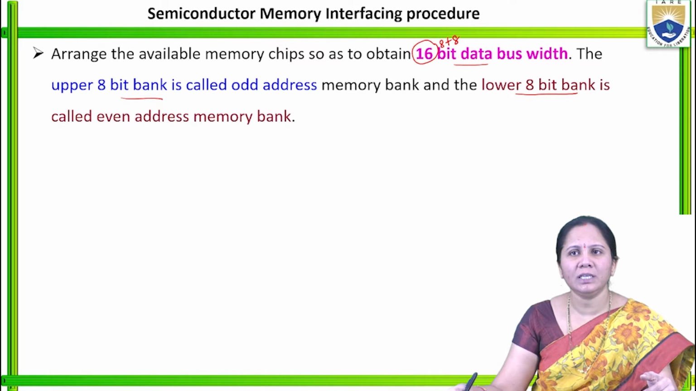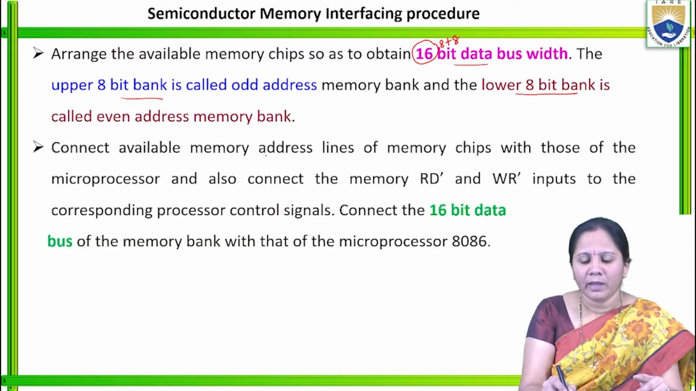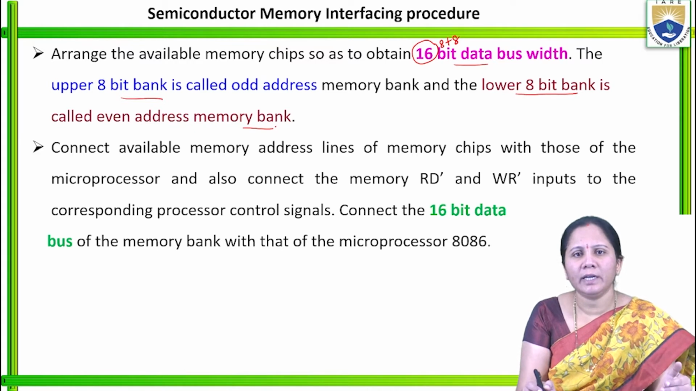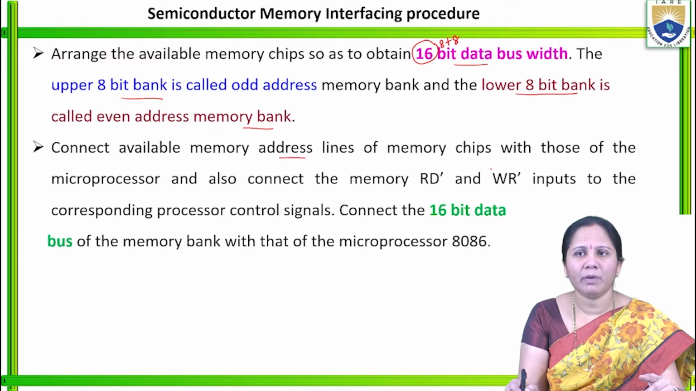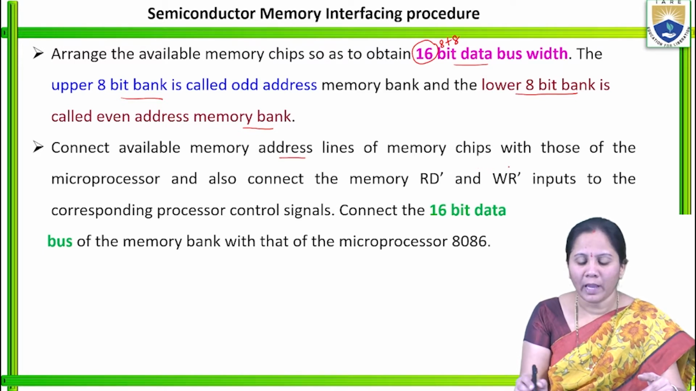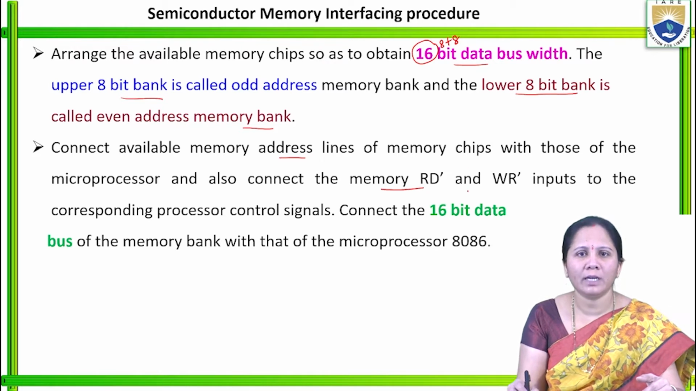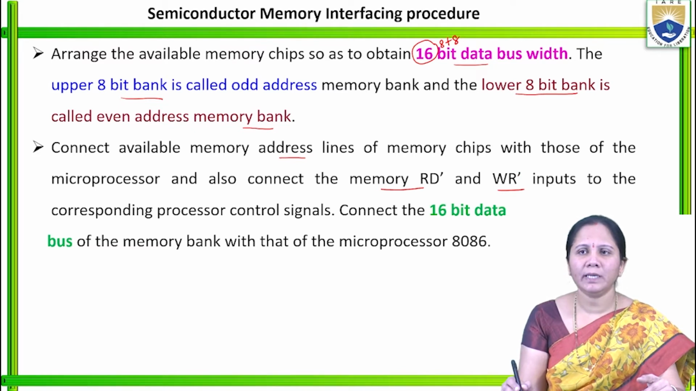So the total 16-bit data bus width will be divided into two 8-bit halves. The upper 8 bits will be related to the odd address memory bank and the lower 8 bits will be related to the even address memory bank. After dividing these 16 data bits into 8 upper and 8 lower to address the even and odd banks, next we have to connect the available memory address lines of the memory chips. Also we have to connect the two signals called RD bar and WR bar. Here RD bar indicates read and WR bar indicates write.